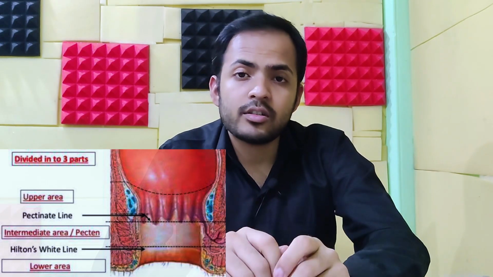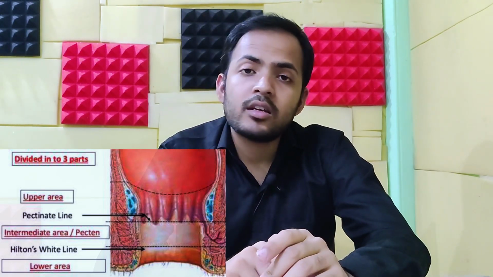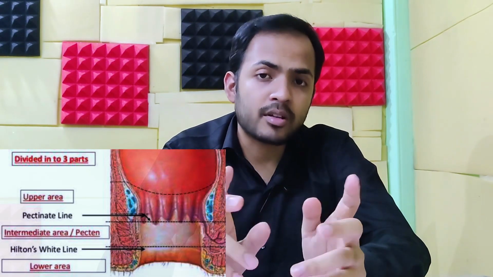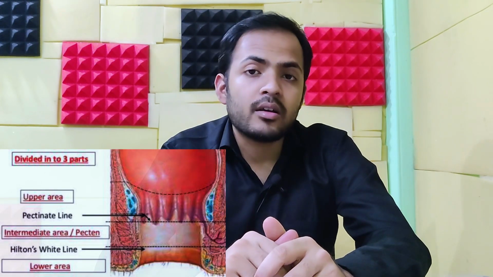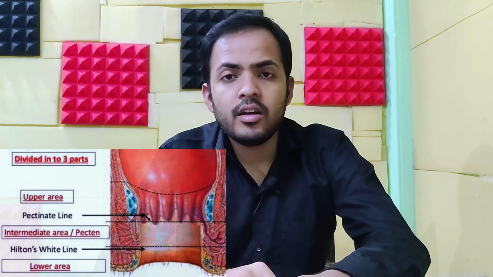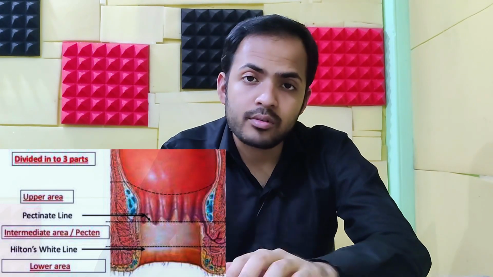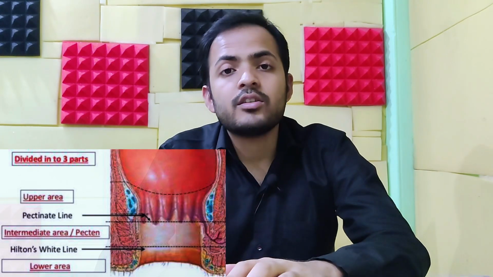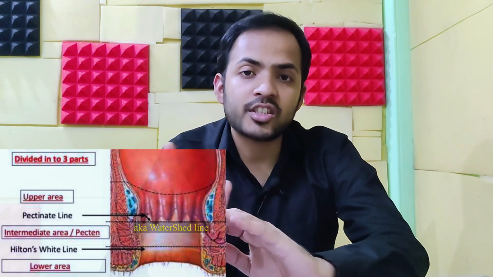Now, the importance of this pectinate line is that the upper part of this pectinate line is supplied by superior rectal vessels and the lower part is supplied by inferior rectal vessels. In lymphatic supply, the upper part drains into internal iliac nodes and the lower part drains into superficial inguinal nodes. That's why this pectinate line is also known as the watershed line.